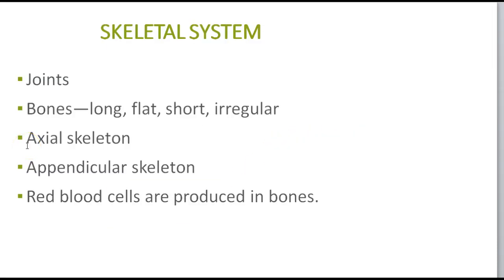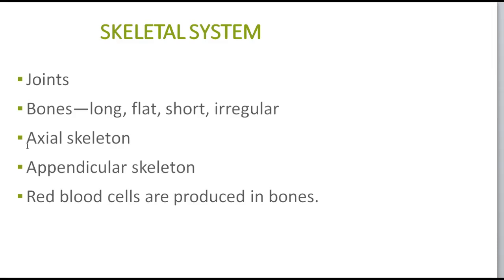So the skeletal system, we have joints and we have bones. We have long bones, flat bones, short bones, irregular bones. We also have the axial skeleton and the appendicular skeleton. And the skeletal system is where our red blood cells are produced in our bones. So very, very important function, as well as our musculoskeletal system joined together.